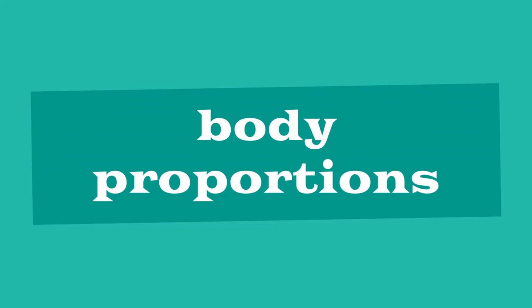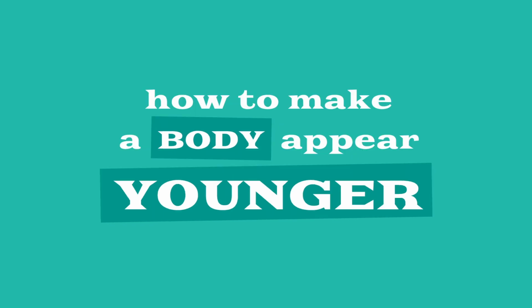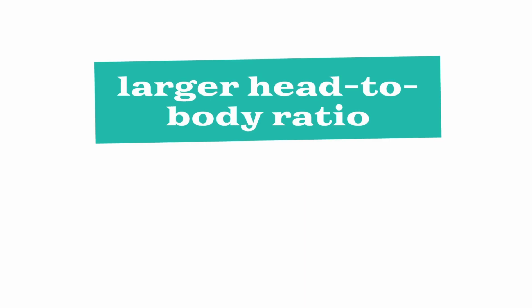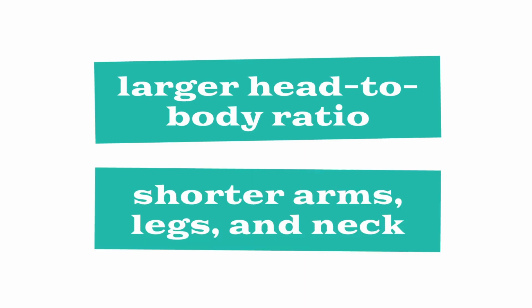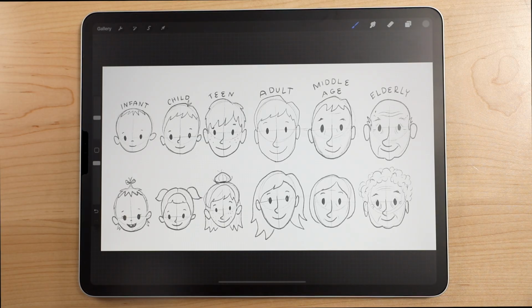Next, I want to talk with you a bit about body proportions. Body proportions change drastically as you grow up, and they are a very important way to differentiate a child from an adult character. In general, the younger you are, the larger your head is in proportion to the rest of your body. The arms, legs, and neck are also proportionally shorter. I'll walk you through drawing bodies at the different ages.